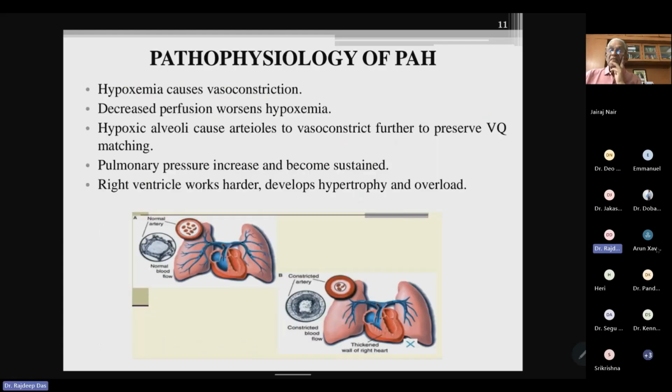Now, pathophysiology of the condition. We all know that hypoxemia causes vasoconstriction in the pulmonary bed. So there is decreased perfusion, which worsens the hypoxemia. Hypoxic alveoli cause arterioles to vasoconstrict further to preserve ventilation perfusion matching. Likewise, the pulmonary pressure increases and gradually it becomes sustained high pressure. The right ventricle works harder and develops right ventricular hypertrophy and overload as a consequence of this process.